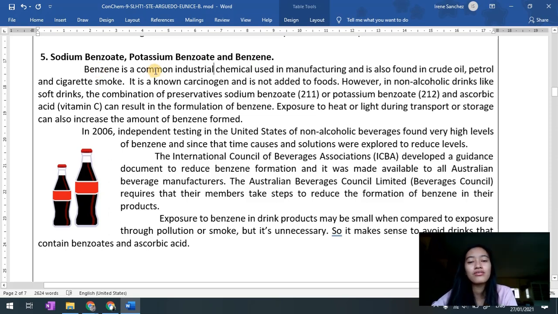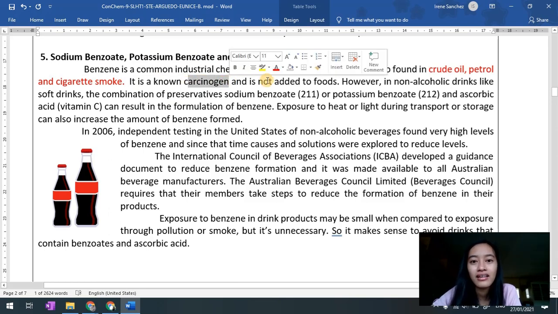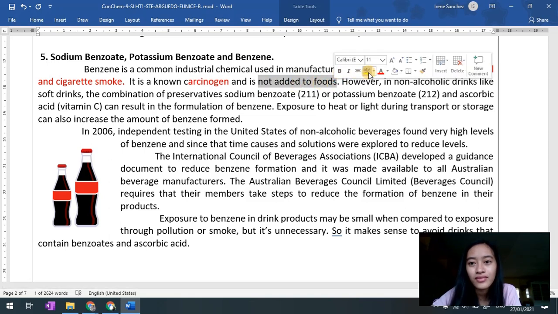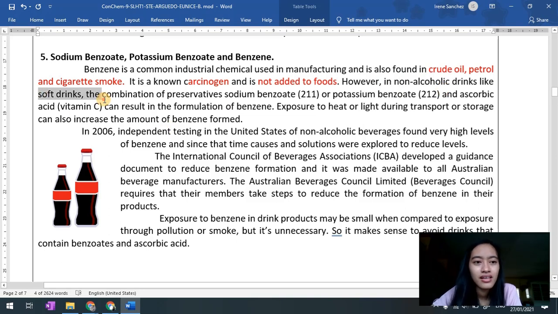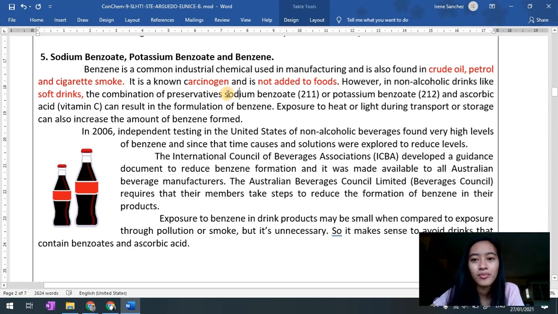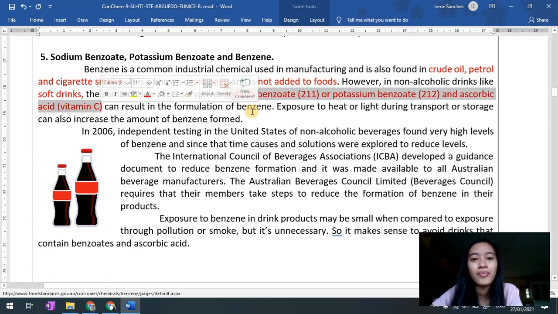Benzene is the common industrial chemical used in manufacturing and also found in crude oil, petrol, and cigarette smoke. And this one is known as a carcinogen, and it shouldn't be added to foods. However, in non-alcoholic drinks like soft drinks, the combination of the preservatives, sodium benzoate and potassium benzoate, and ascorbic acid can result in the formation of benzene.